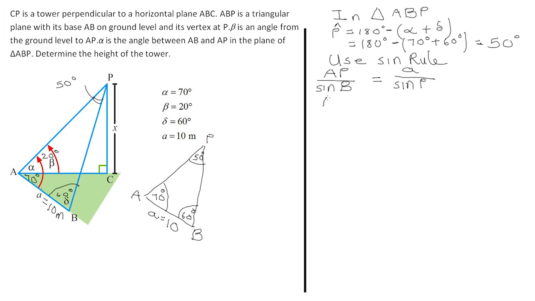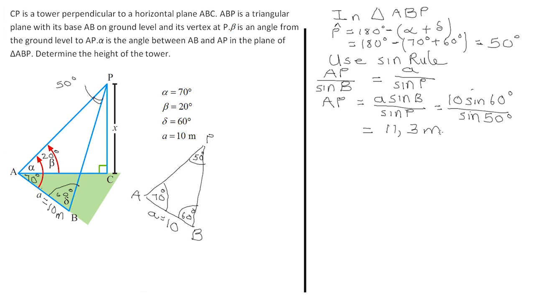So let's make AP the subject of the formula and then substitute. AP will therefore be equal to small a sine of B over sine of P, and that is equal to 10 sine of 60 over sine of 50, and if you punch that into your calculator, you will get a value of 11.3 meters for AP.